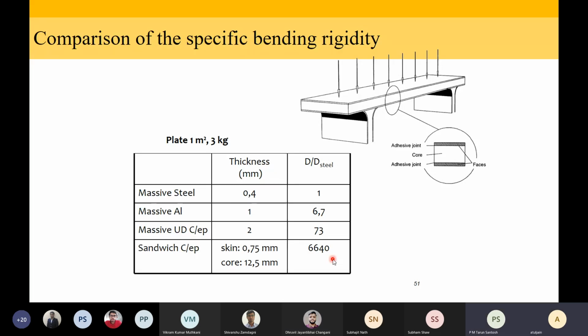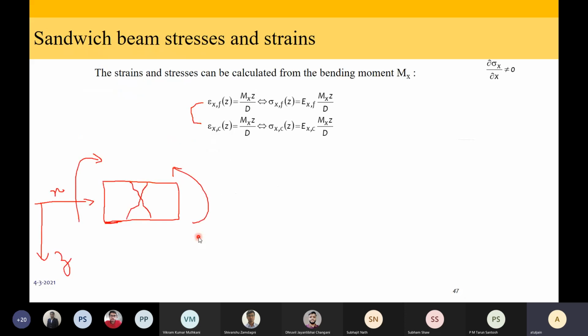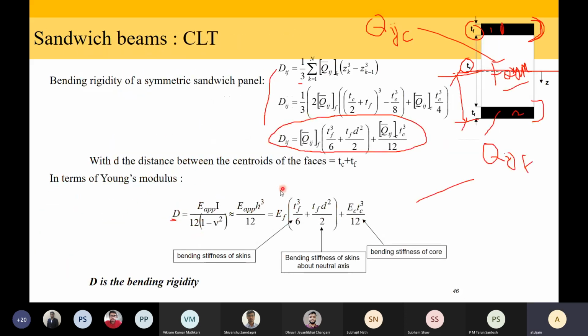Sir, how did we get such a high number, sir? Is it because of carbon fiber? We are getting a high number because of two reasons. One, carbon fiber already has high specific stiffness. Okay, it has high specific stiffness that is already there. Now, this formula, if you look carefully, there we are increasing the terms rapidly. As you are increasing TC, the value of D is increasing significantly.